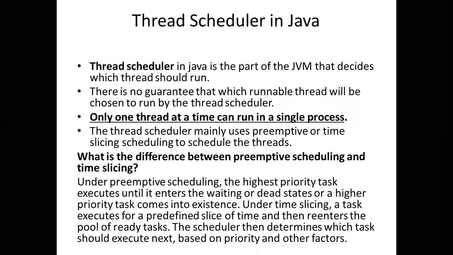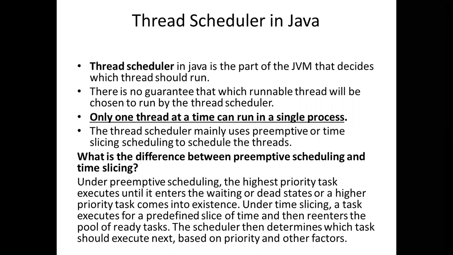That higher priority task will always be in execution unless it requires some input output, we can say resources, or unless it comes to the dead state, or some other higher priority task which has more priority than the existing task comes into the execution. So this is part of your preemptive scheduling.